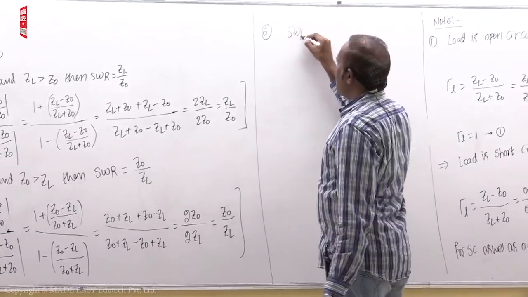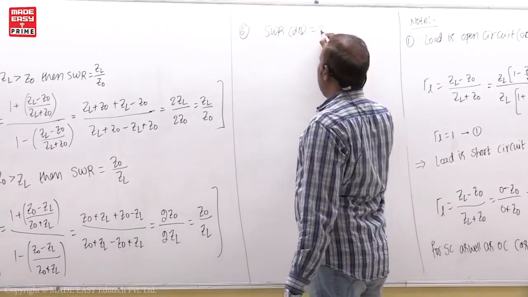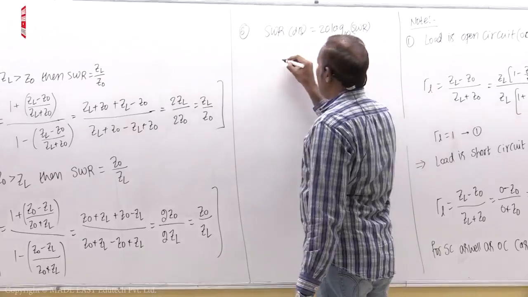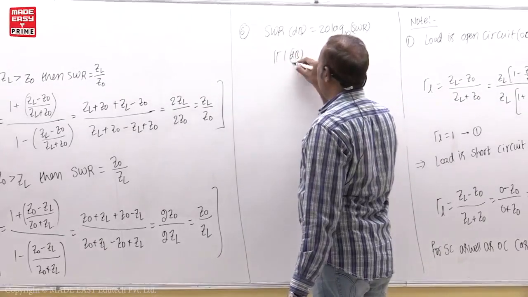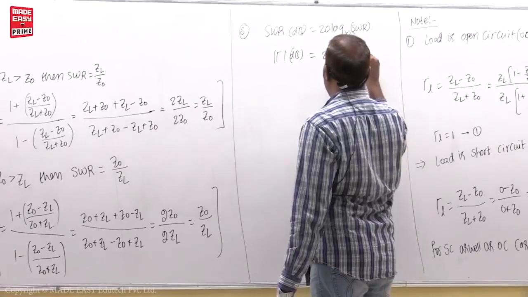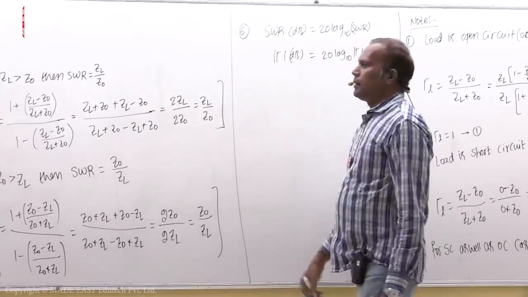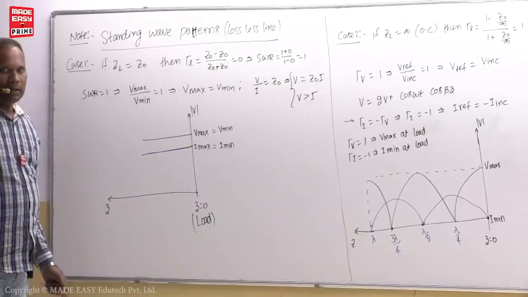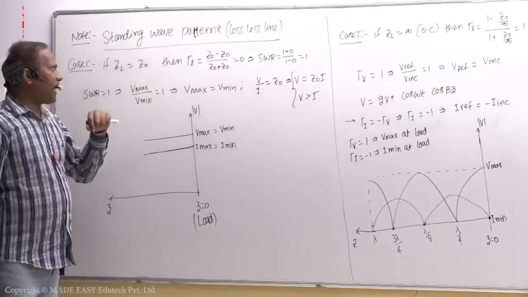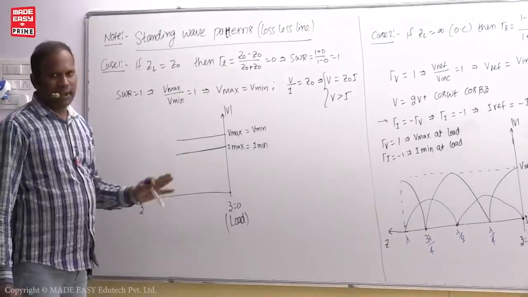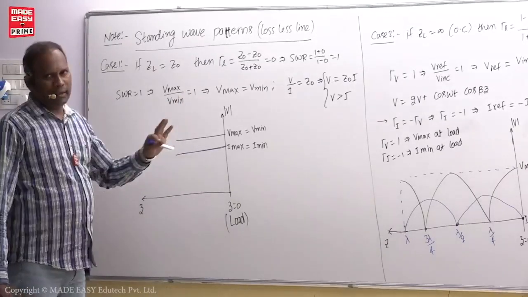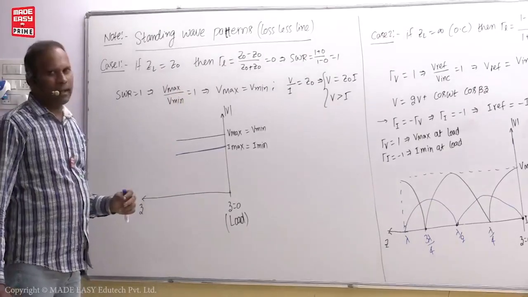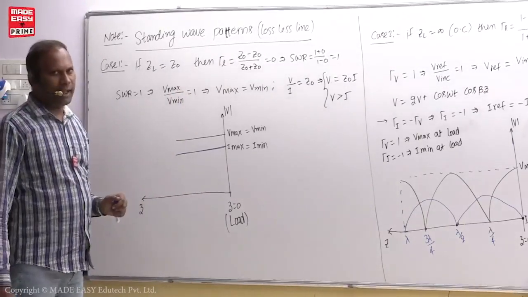Anyway, you know that if you want SWR in decibels, then 20 log SWR you have to take. And also if mod gamma in decibels is required, then 20 log 10 mod gamma is to be taken. Anyway, this much is more than enough. So students, let us observe the standing wave patterns for lossless line. They are not that much important. Anyway, they are like network theory only. Whatever way you follow in network theory, in a similar way you can observe these things from network theory knowledge. Let us see now.